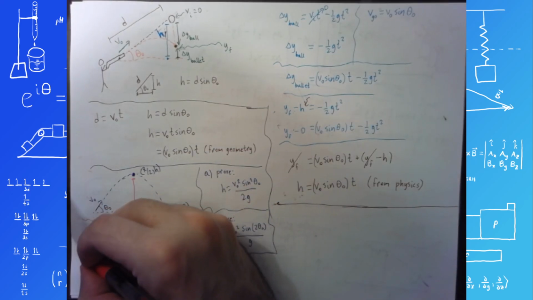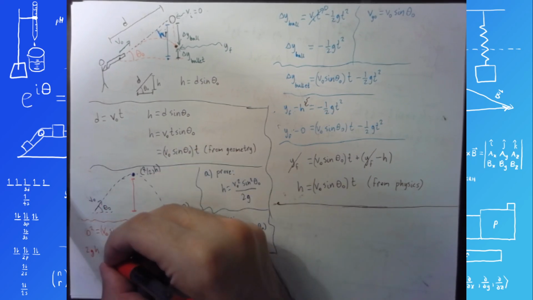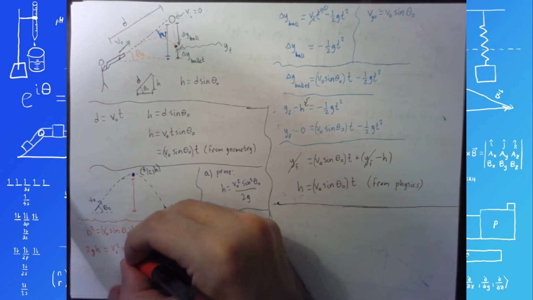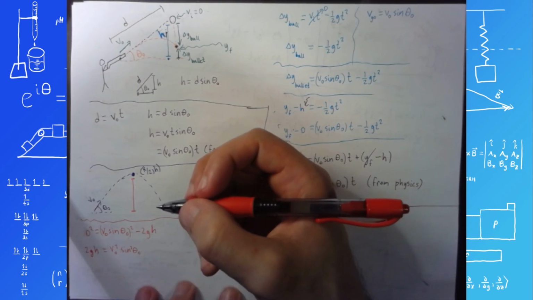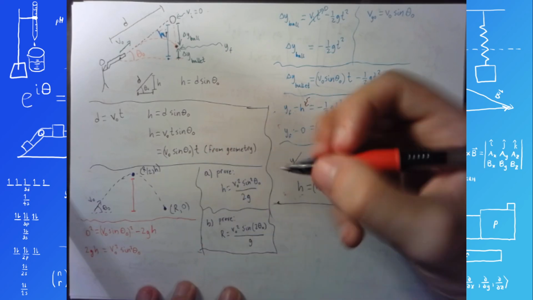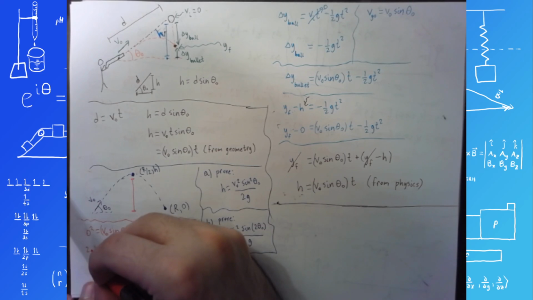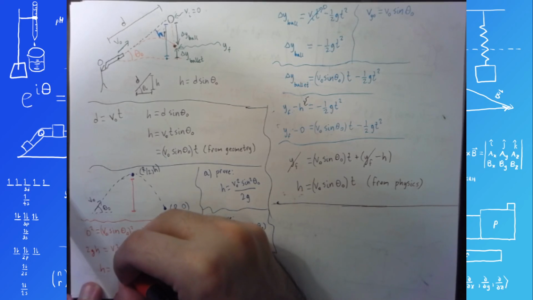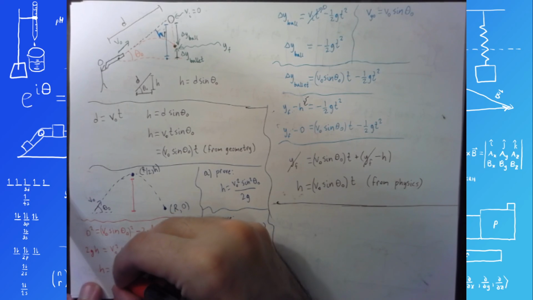Add 2gh to both sides, 2gh equals, that's going to be v0 squared sine squared, if I distribute the square over the multiplication, and divide by 2g, and we have it. Okay, that wasn't too bad. So h equals v0 squared sine squared theta 0 over 2g.